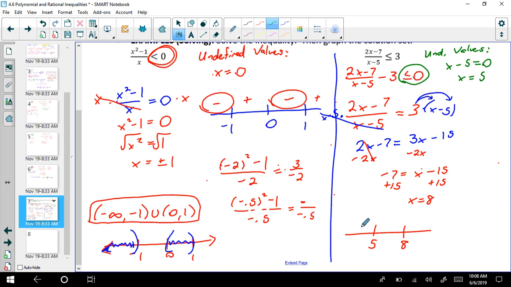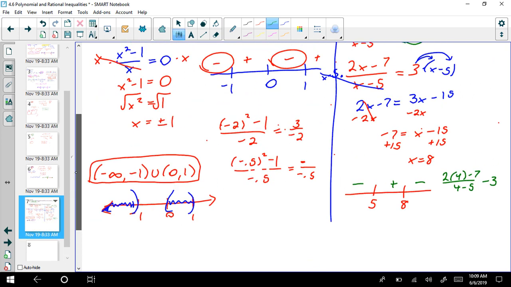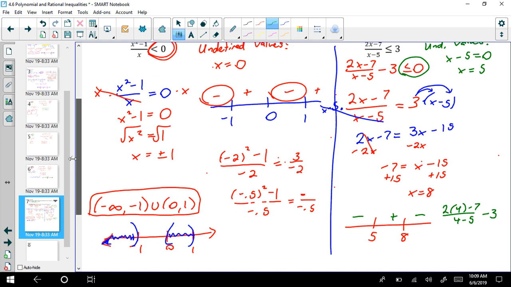If I pick something less than 5, I'll pick a 4. 2 times 4 minus 7 over 4 minus 5, and then minus 3. If you do all that simplifying, you should get a negative number out. If you pick a number between 5 and 8, you should get it positive. And if you pick a number bigger than 8, you'll get a negative. So now I want to answer the question. Do I want the negatives or do I want the positives? Well, if you look up where I got 0 on one side, I want to be less than or equal to 0. So I want the negatives.